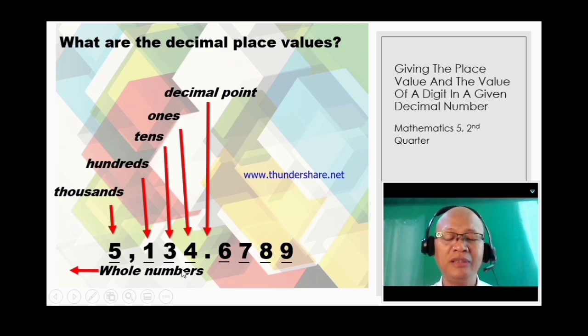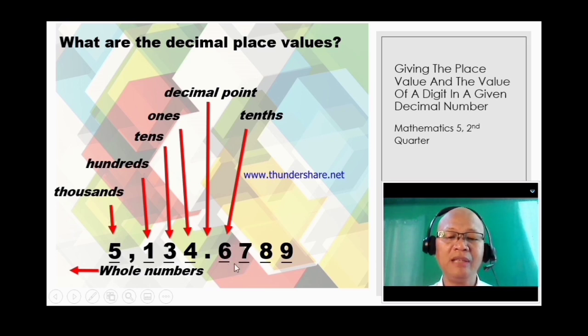Now let's focus on the numbers going to the right. Okay, the first position, the first place from the decimal point, we will call tenths. We have an additional sound, th, tenths. In the whole numbers, tens, but in the decimal numbers, tenths. Okay, and the digit is number 6. The first place from the decimal point is tenths.